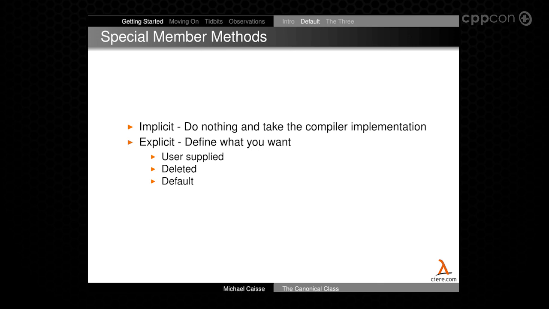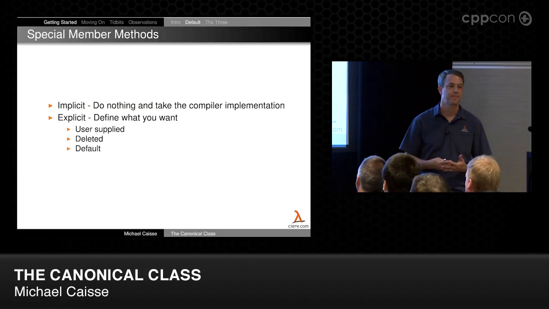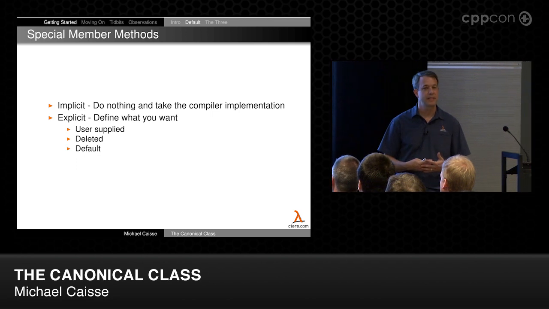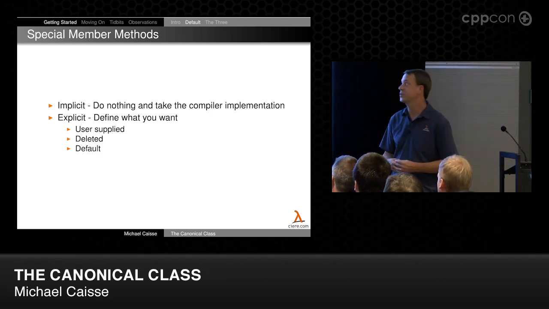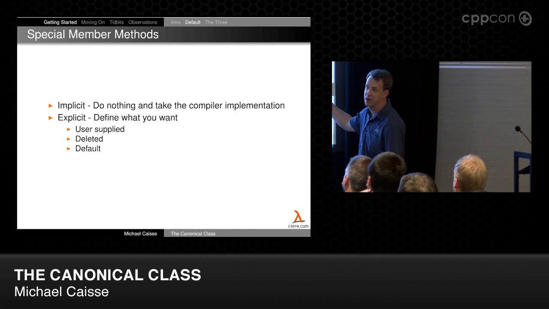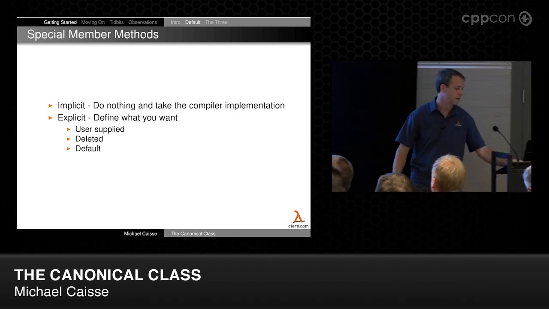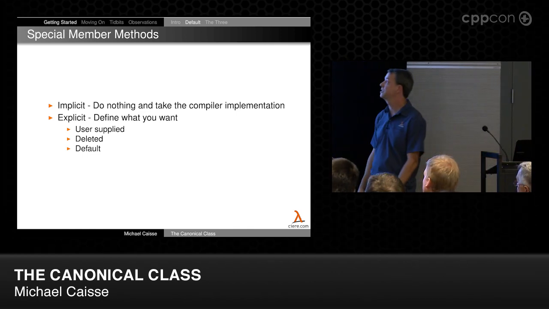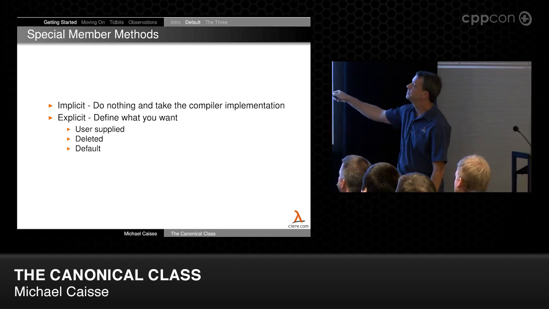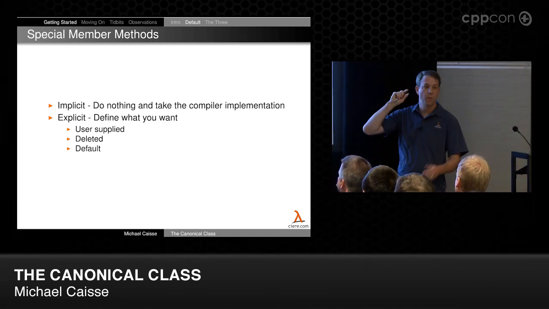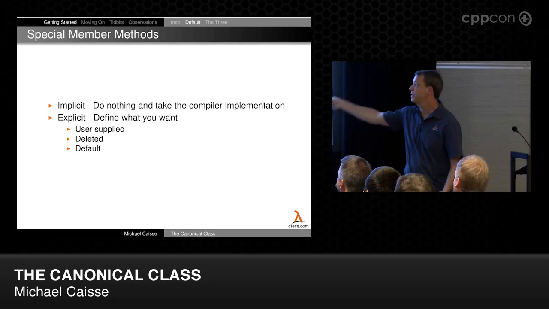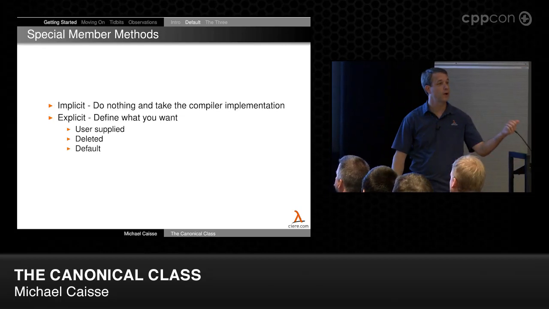So special member methods, you can do a couple different things with them. Implicit means the compiler is going to give you something. Do nothing, you can take whatever the compiler implementation is. The other thing you can do is explicit. You can define what you want. When you define what you want, you could either have something that's user supplied, you can mark it as deleted, or you can mark it as default. You could explicitly say, I want whatever the compiler would have generated at this point.